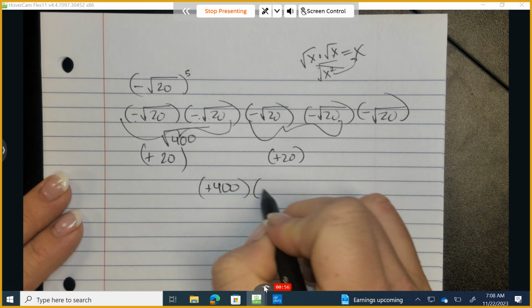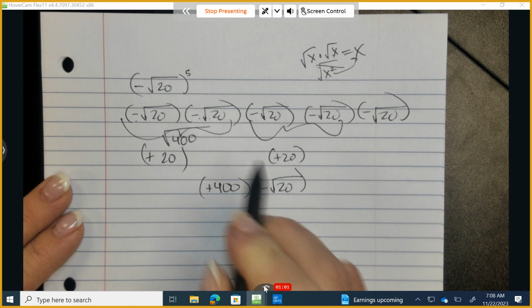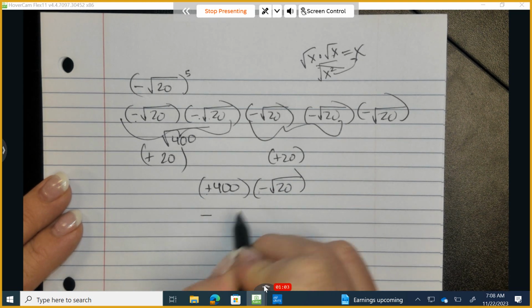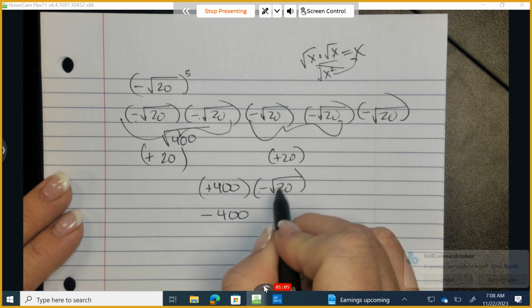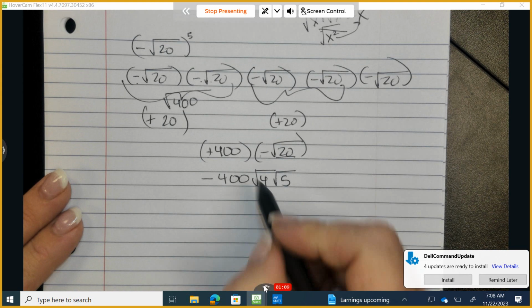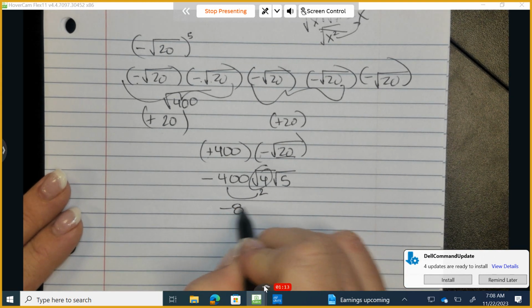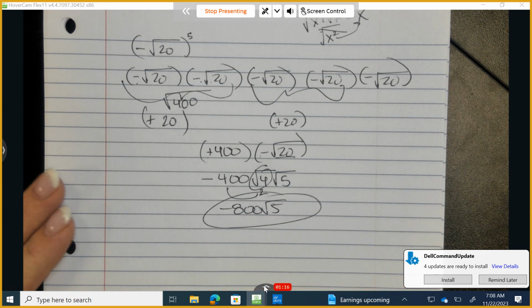And now I need to multiply that by negative square root of 20. Well, a positive times a negative is in fact a negative. And so I have negative 400, and I'm going to break 20 into the square root of 4 times the square root of 5. We know the square root of 4 is 2, so 2 times negative 400 is negative 800 square roots of 5.